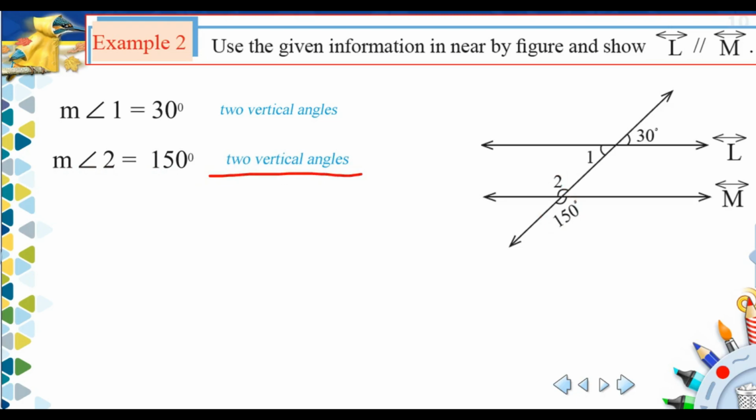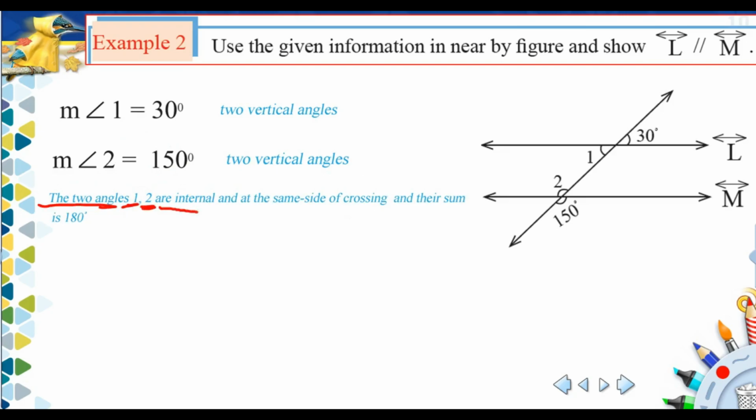Then the two angles 1 and 2 are interior and on the same side of the transversal, and their sum is 180 degrees. Look at measure angle 1, 30 degrees, and measure angle 2, 150 degrees. The sum of interior angles on the same side of the transversal is 180 degrees. That means line L is parallel to line M.